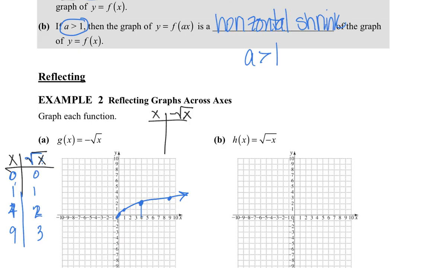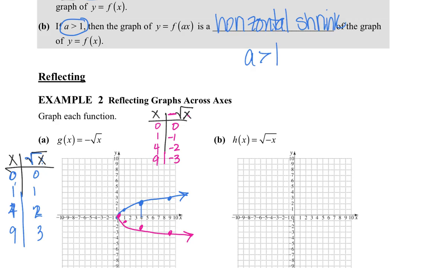Okay? Now, if I use 0, 1, 4, and 9, now I've got a negative out here. So the square root of 0 is 0, negative 0 is still 0. The square root of 1 is 1, negative 1. The square root of 4 is 2, negative 2. The square root of 9 is 3, so we'll put a negative. So now we got 0, 0, 1, negative 1, 4, negative 2, and 9, negative 3. Now we've got this graph.